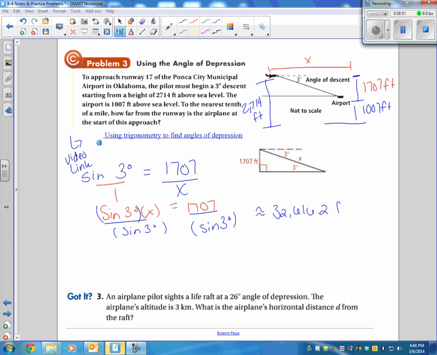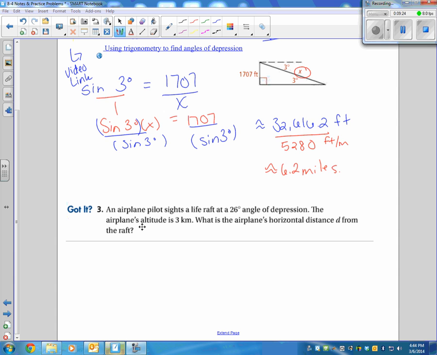Okay, it looks like that gives us about 32,616.2 feet. It looks like it asks us for the nearest tenth of a mile. So in order to get that into miles, we're going to have to divide by 5,280 feet per mile. And if I divide that out, it looks like we get about 6.2 miles, which is the length of the descent from the airplane to the airport, or the hypotenuse.